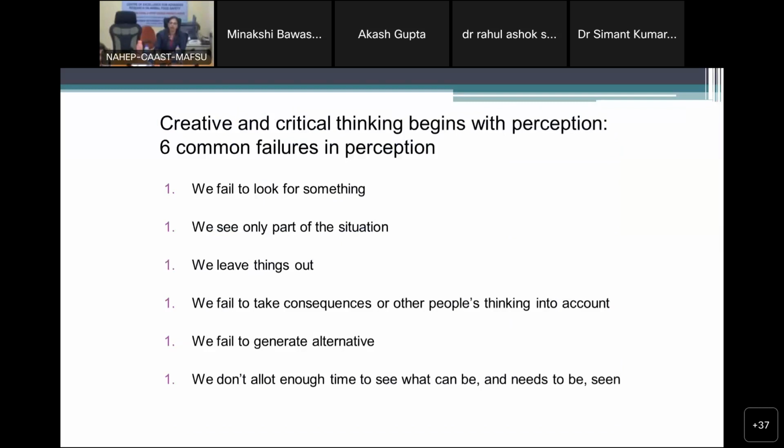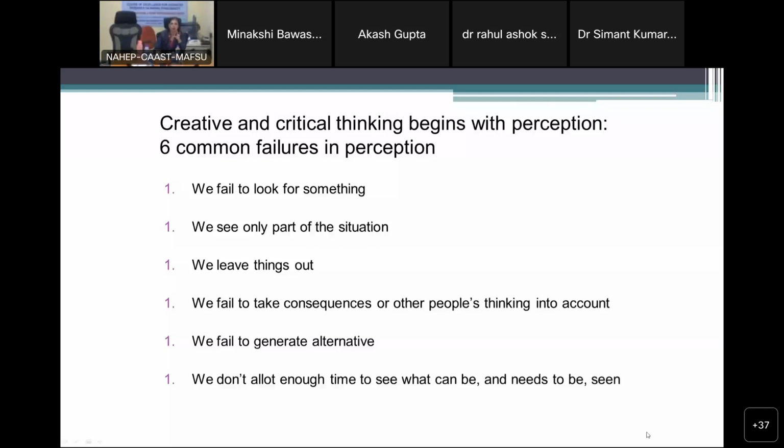Six common perception issues. If we don't look into something, the observation should not be superficial. We see only part of the situation. Like we saw in many examples, we see only a part of the information, not full information. Puri information, puri jankari hona zaruri hai. Don't leave things out. And take the consequences or other people's thinking into consideration. Otherwise, we will fail to generate alternatives.